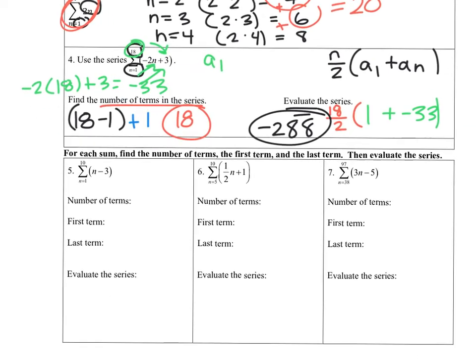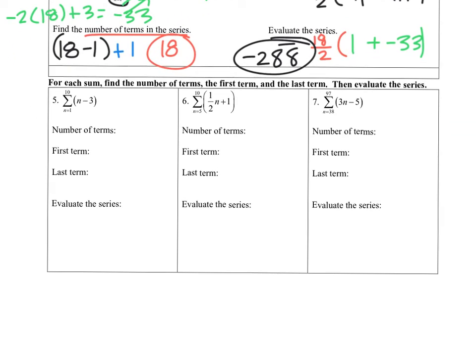So now we're going to practice with these 3 down here. To figure out the number of terms, you're going to do 10 minus 1 and then add 1. So in this case, the number of terms is 10. To find the first term, you plug in the bottom number. So if you plug in 1, you get 1 minus 3, so that's negative 2. So the first term is negative 2. To get the last term, you plug in the top number. So that's going to be 10 minus 3, which is 7.